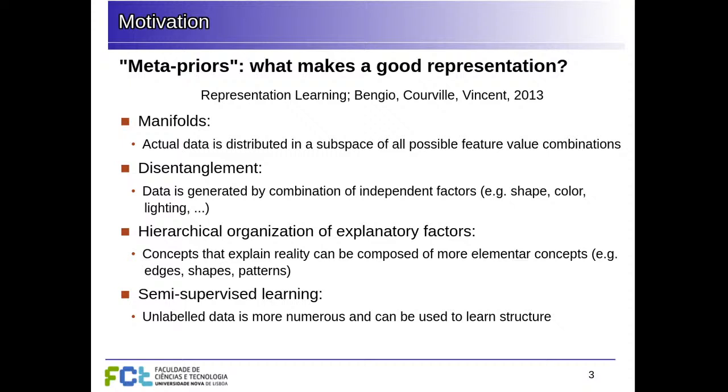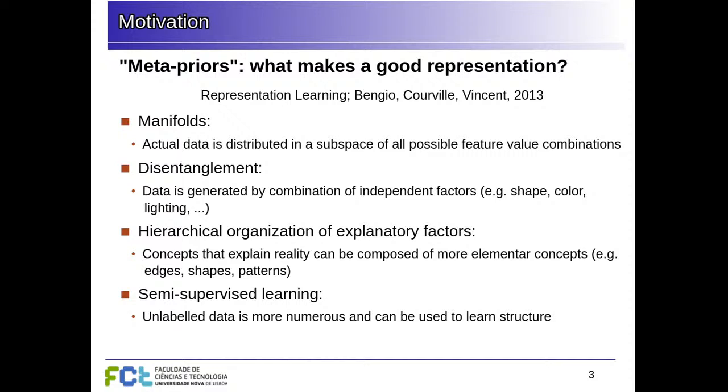So these are some assumptions that we can think of when trying to find a good representation for our data. So first of all, we know that data is not randomly distributed over all the dimensions of the feature space. This is the idea behind manifold learning, because the actual data does not have all possible combinations of our input features, but only occupies a defined subspace of all those combinations.